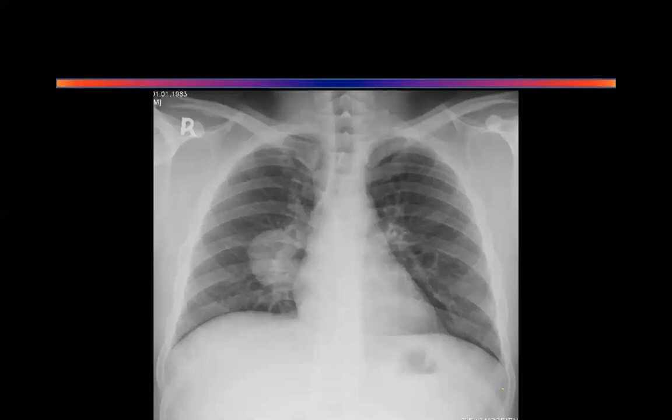This is a PA chest view. Well centralized, and there is a hyperlucent shadow seen in the right lung mid zone. It's well defined. Irregular but well defined shadow, without any calcification.